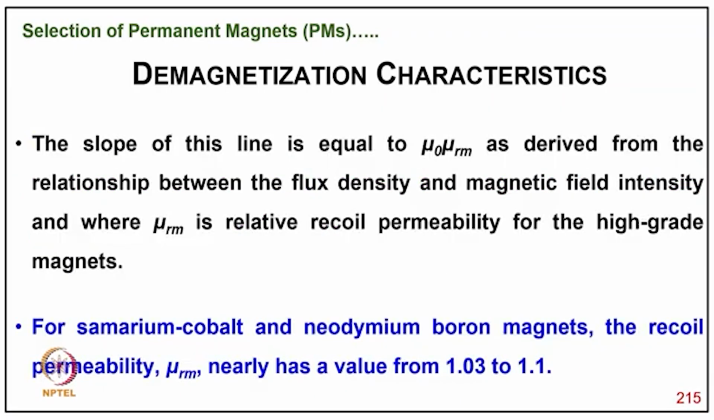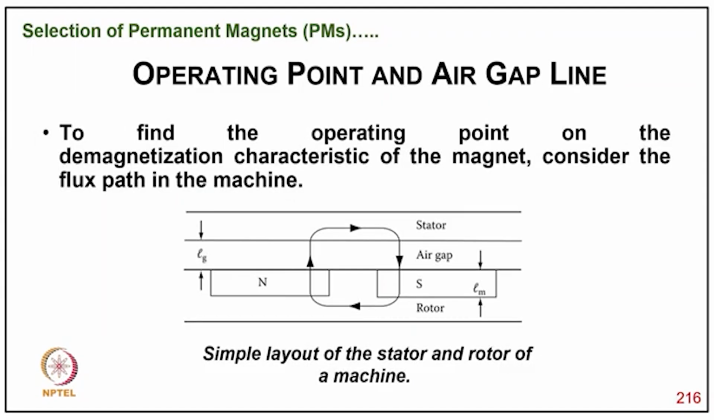The slope of this line is equal to mu0 mu_rm, as derived from the relationship between the flux density and magnetic field intensity, where mu_rm is the relative recoil permeability for the high grade magnet. For samarium cobalt and neodymium iron boron, the recoil permeability mu_rm has a value of nearly 1.03 to 1.11.